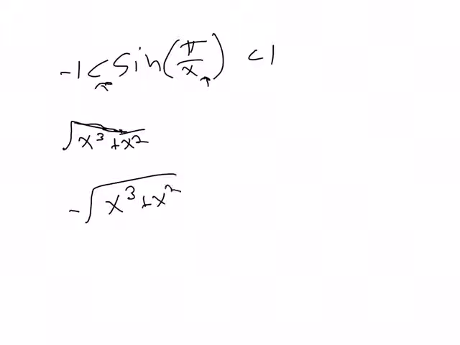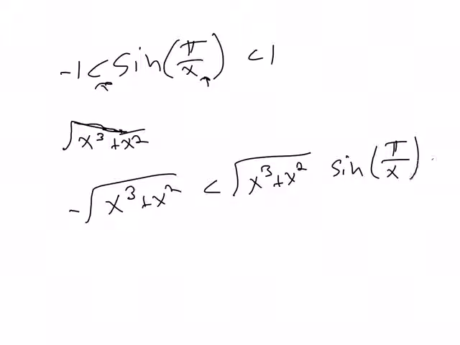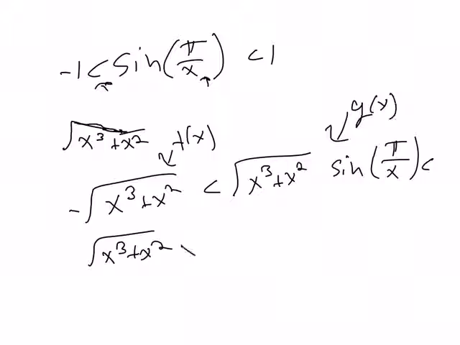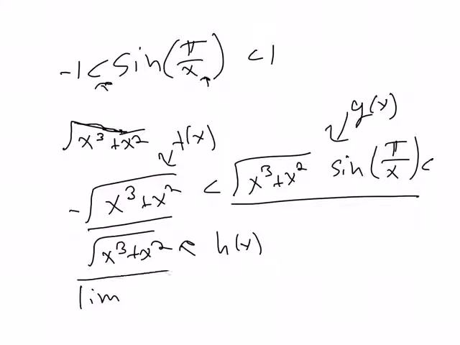the square root of x to the third plus x squared is less than the square root of x to the third plus x squared times sine pi over x, which is less than the square root of x to the third plus x squared. That's how we're going to squeeze our function. So this is going to be f of x, this is g of x, and this is h of x. You can graph this to see that this is really true, and it really squeezes the function.